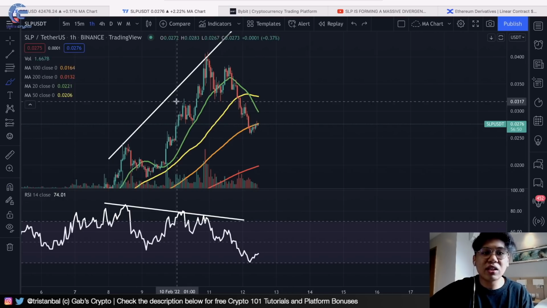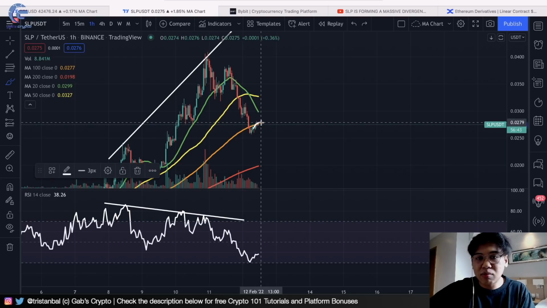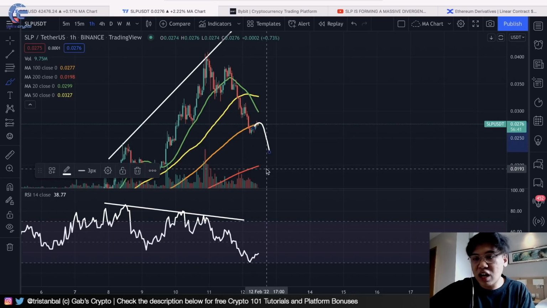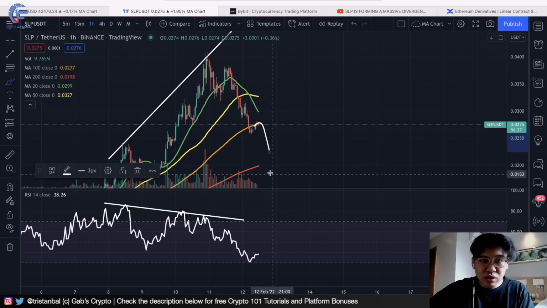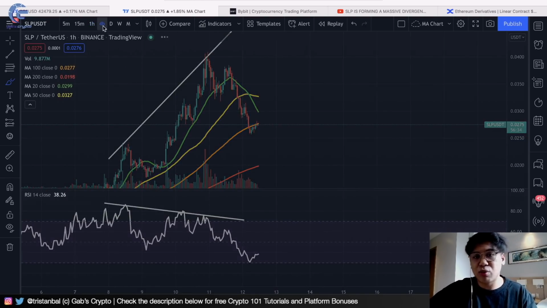And as of the time being, wala tayong signs of a bullish trend reversal dito sa ating early time frame. So, in this case, pahinga lang siya and then possible na mag-go down siya up until the 200 moving average, which is actually around the 0.02 cents area. Now, if you're going to zoom out dito kay SLP, let's look at this in the 4-hour time frame.